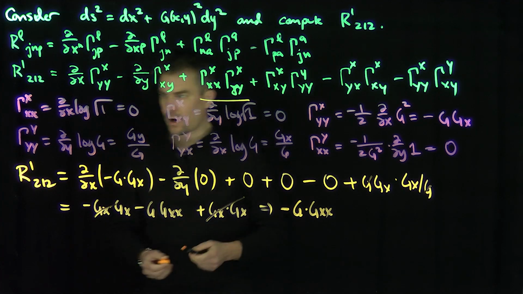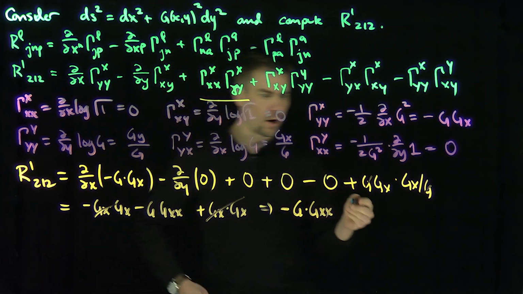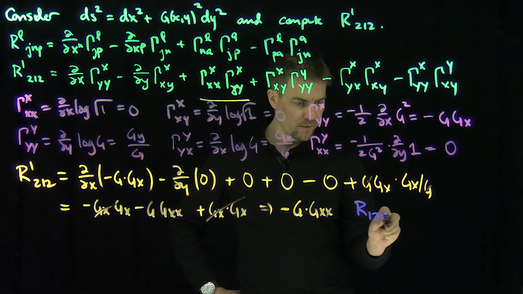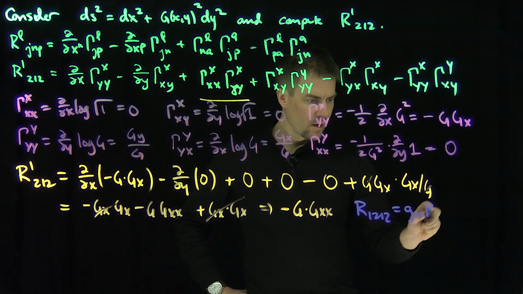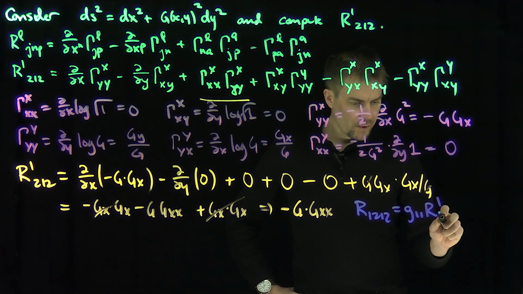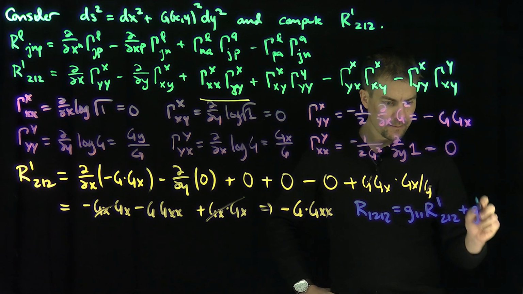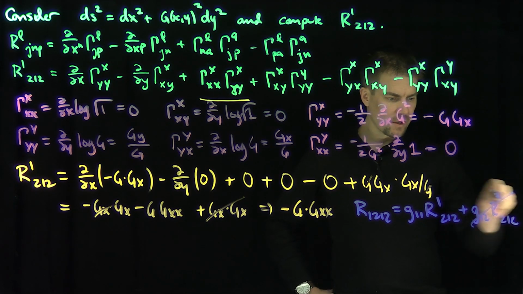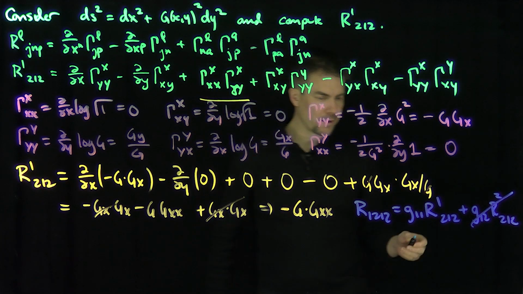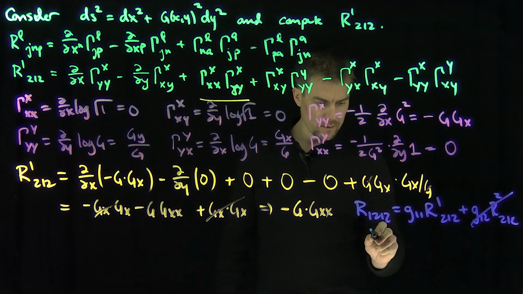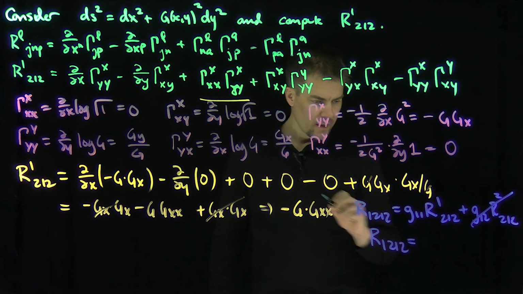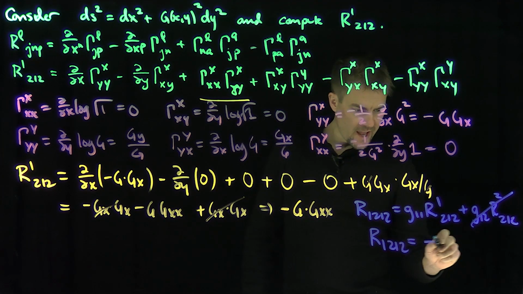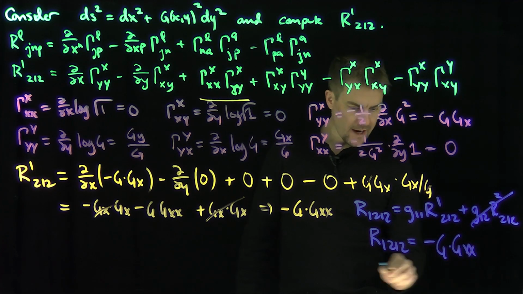And now I get to R1212. So R1212 is going to be G11 R1212, and then a plus G21 R2212, right? But this term is 0 because it's a diagonal matrix over here, and the G11 is equal to 1. So my R1212 is just going to be this expression over here, which is going to be negative g times gxx.